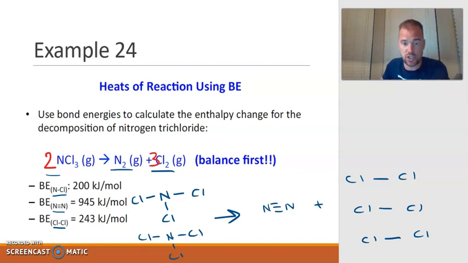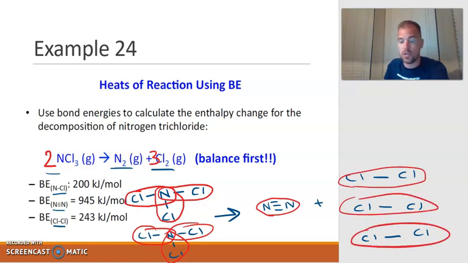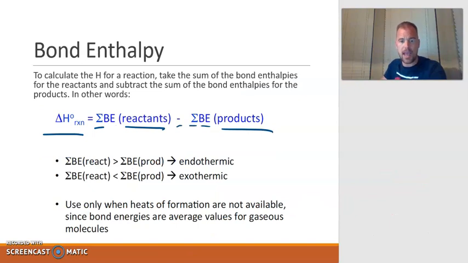So the very first thing we need to do is you have this nitrogen-chlorine single bond, right? And you actually have 6 of them. There's 1, there's 2, there's 3, and then there's 4, 5, and 6. So you have 6 nitrogen-chlorine single bonds that you need to break apart, okay? And then what are you going to make? You're going to make one nitrogen-nitrogen triple bond and 3 chlorine-chlorine single bonds. So using my little equation back here, I'm going to add up all the bond energies for my reactants, and I'm going to subtract all the bond energies for my products.